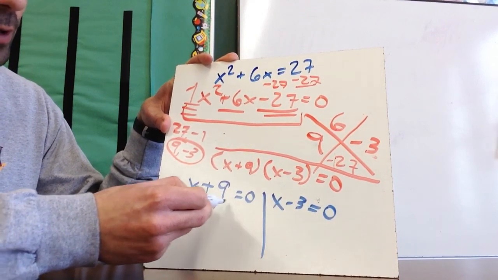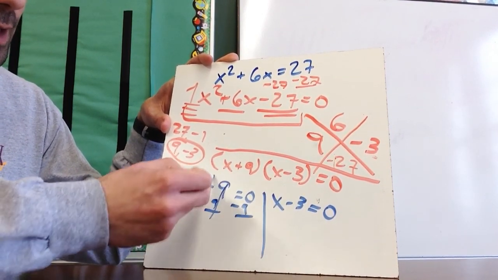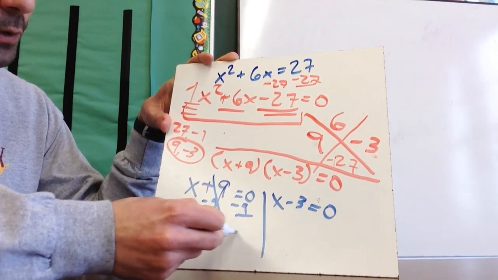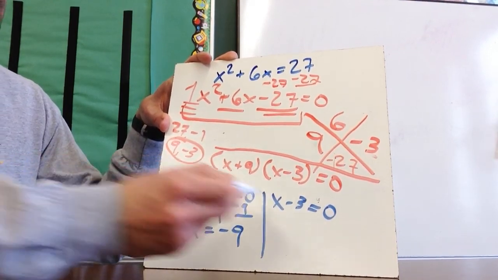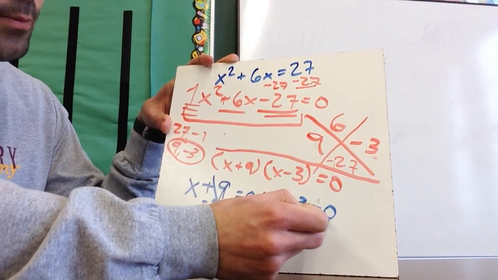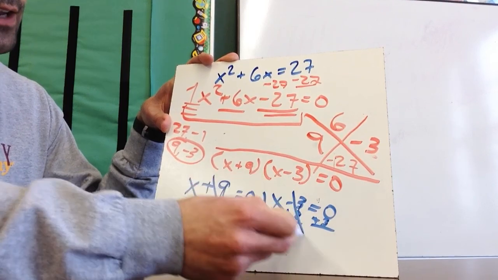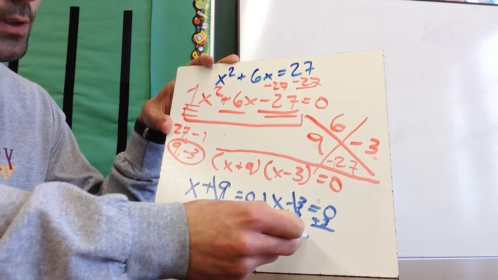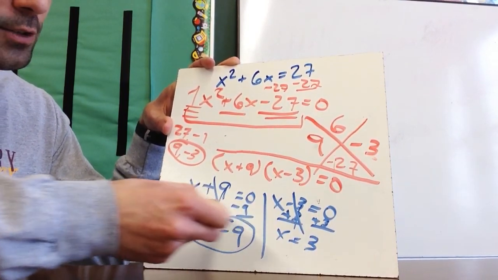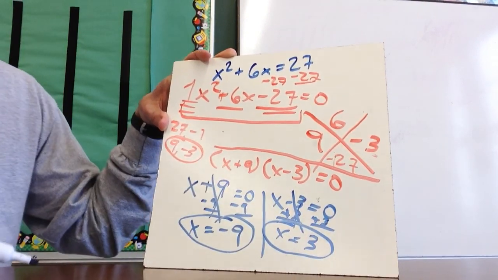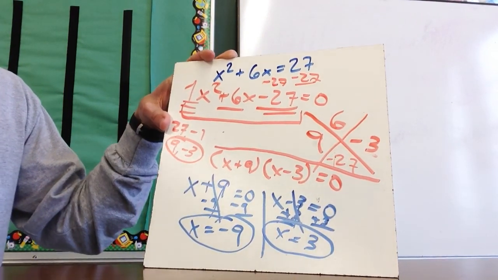On this side I'm going to subtract 9 from both sides. That will cancel out. I'm left with x equals negative 9. On this side I'm going to add 3 to both sides. That'll cancel out. I've got x equals positive 3. So now I have my two answers. Keep in mind I can't leave it like that. This is a set of answers.